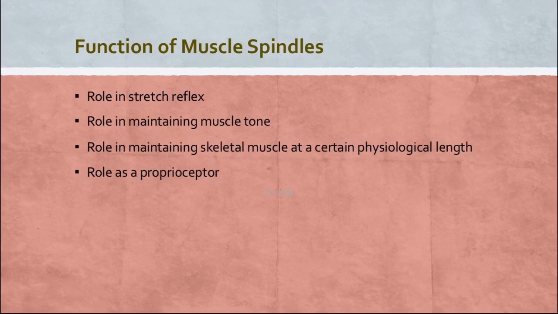So the muscle spindle helps in maintaining the muscle tone, we can say. The third one is the role in maintaining the skeletal muscle at a certain physiological length. If it is maintaining a particular muscle at a certain length, that is why it is providing the muscle tone, a bit of resistance, it is not flaccid at all. Okay. And it helps in proprioception. For proprioception, to be aware of the position of a body segment or body part around a joint, that is sensed by the muscle spindle, we can say.